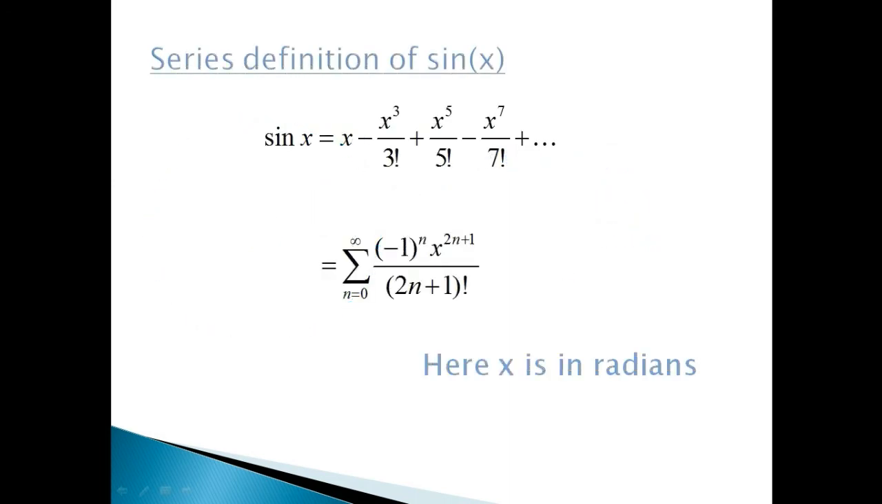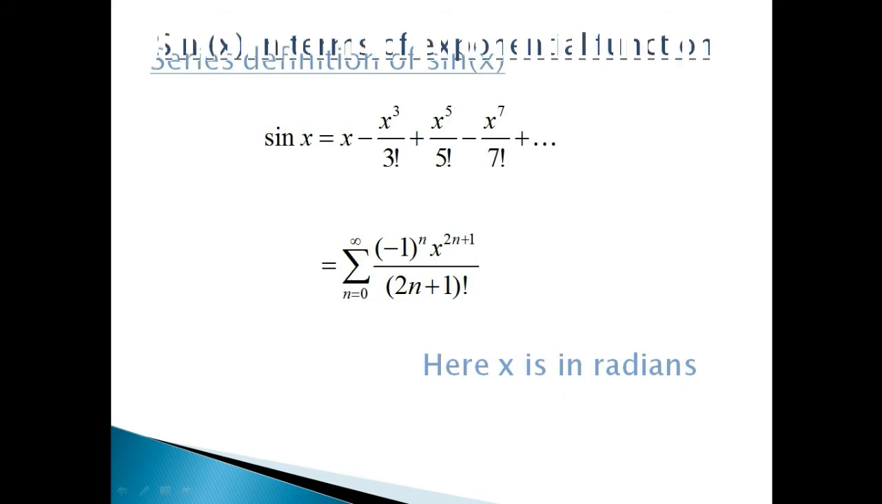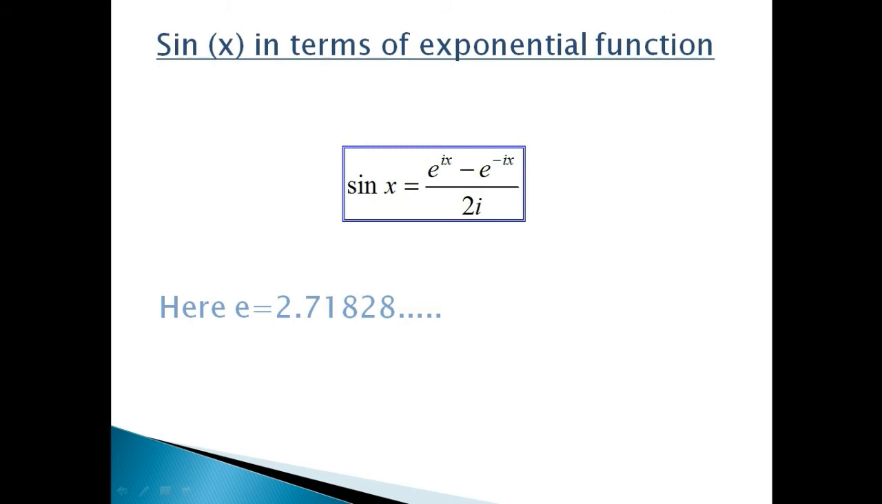Series definition of sin x. Sine of any algebraic value can be obtained using infinite series x minus x raised to power 3 over 3 factorial plus x raised to power 5 over 5 factorial minus x raised to power 7 over 7 factorial plus and so on up to infinity. Sin x in terms of exponential function can be given as shown.